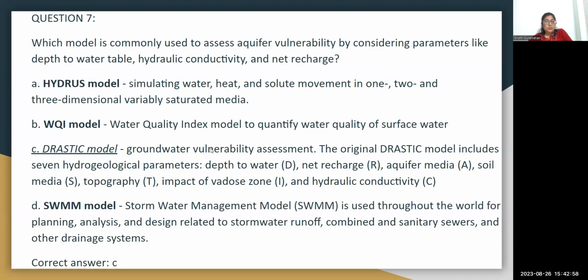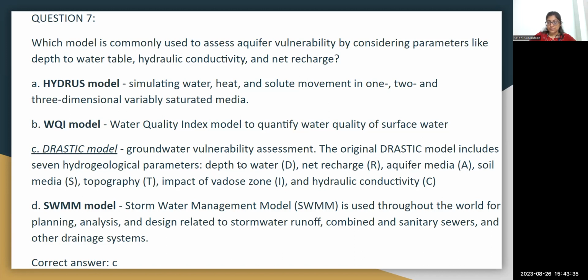The WQI model is a water quality index model, which is used to quantify the quality parameters of surface water. The DRASTIC model is the answer here, and they have particularly mentioned aquifer vulnerability. The DRASTIC model has been developed for the purpose of groundwater vulnerability assessment. So HYDRUS doesn't have a chance here. HYDRUS has not been developed for the purpose of vulnerability assessment.